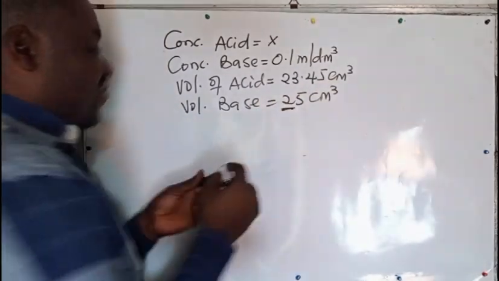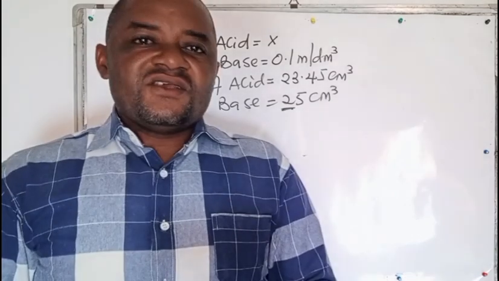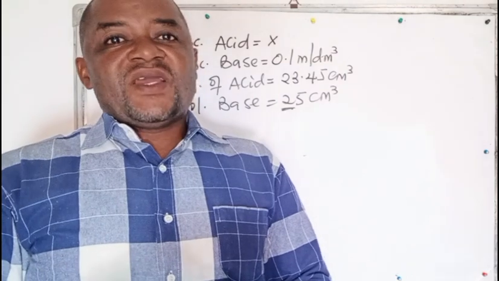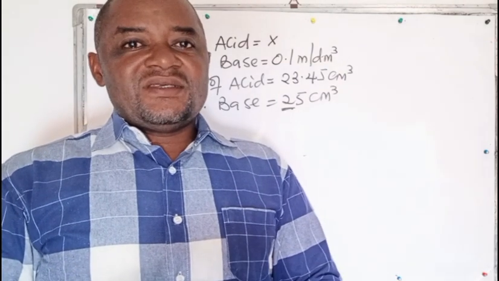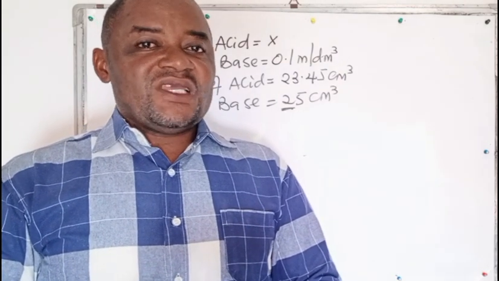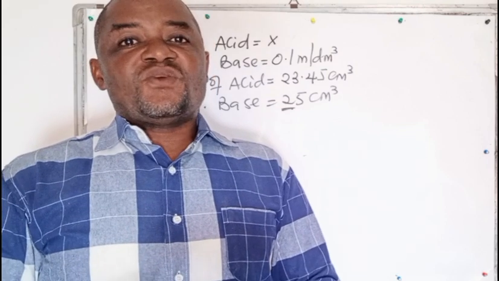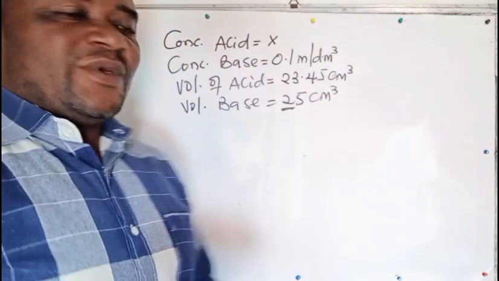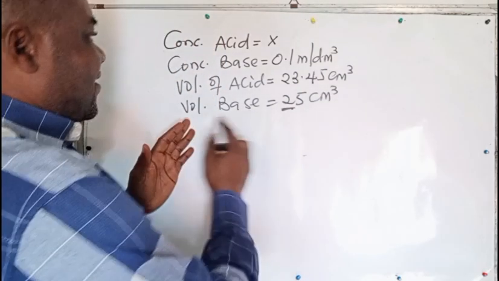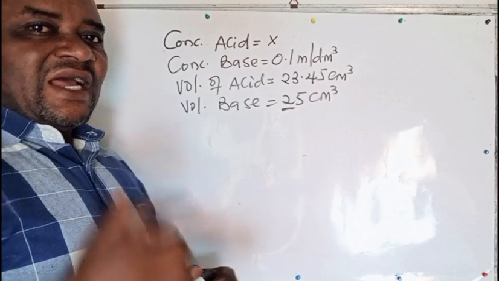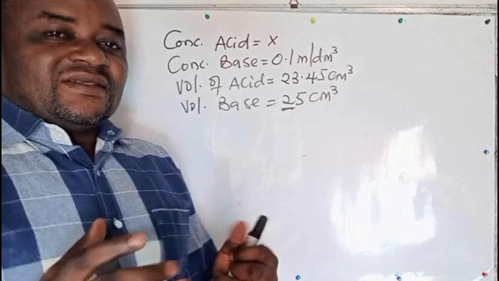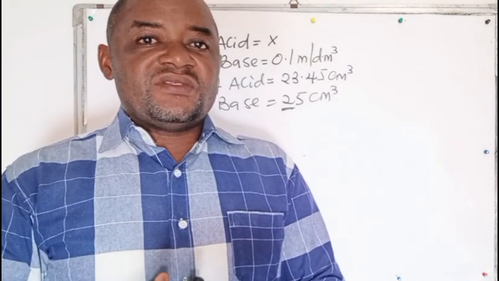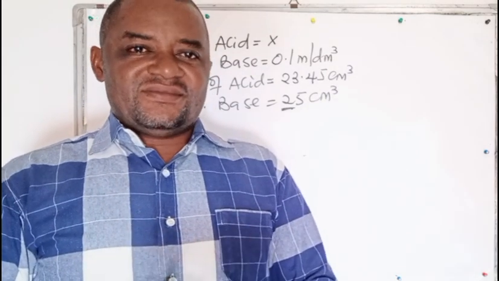Remember that the volume of your base is always known because you are using a pipette to draw the base. The pipette could be either a 20 cubic centimeter volume or a 25 cubic centimeter volume pipette. So that is always known in the lab. Now, assume we are given this, and we are told the acid and base that are used, because a typical titration is a neutralization reaction.